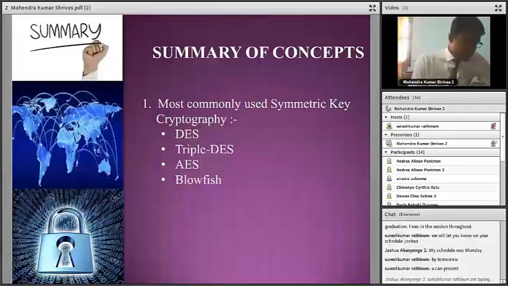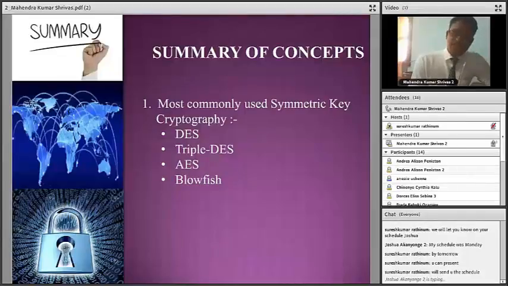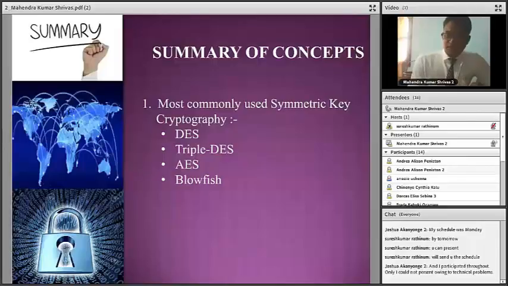We have DES. DES is basically the Data Encryption Standard. Then we have triple DES, right, which is a more advanced form of DES. Then we have AES, the Advanced Encryption Standard algorithm, which is basically the standard we are currently following. Then we have Blowfish, which is another symmetric key cryptography algorithm.